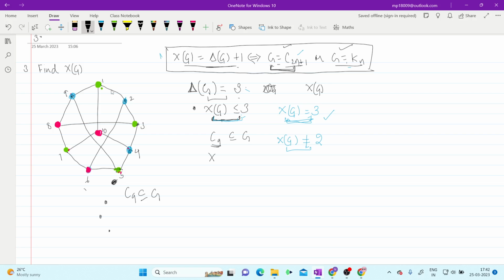So we cannot use the theorem in the box for this graph, because this graph is not complete, and this graph is also not an odd cycle. Okay. Now if this is clear, let's move to the next question.